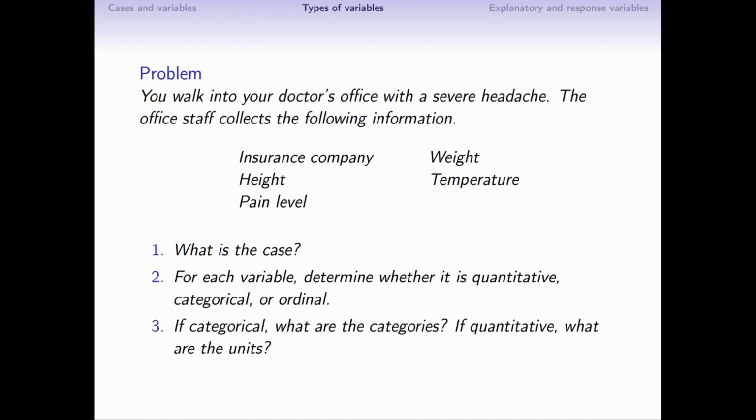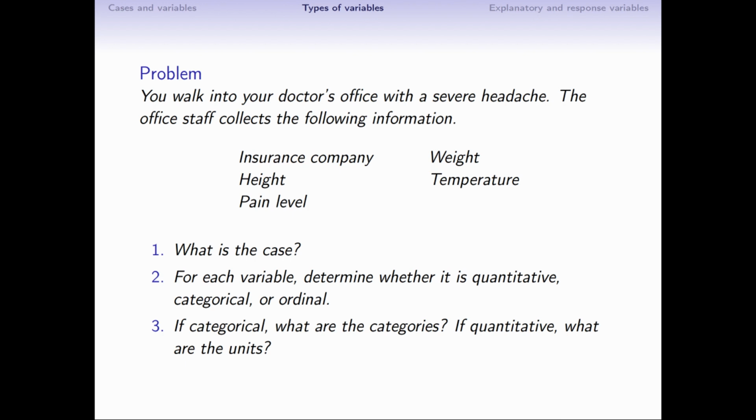Okay, let's take a look at a problem where you might see data collection and different types of information that's going to be collected. And let's just make sure that we can quickly assess what kind of variable we're looking at, right? Are we looking at categorical or quantitative? And if it's categorical, are we looking at pure categories, or are we looking at ordinal categories? So let's take a look.